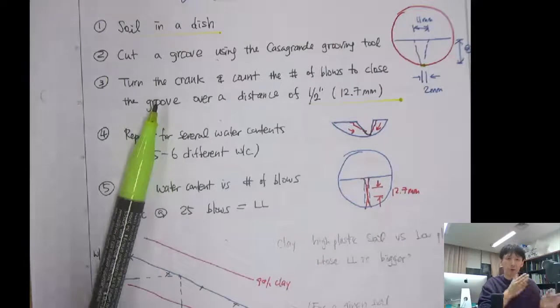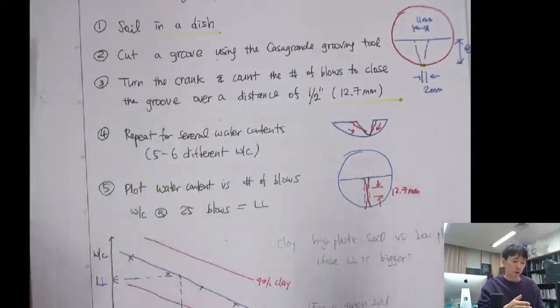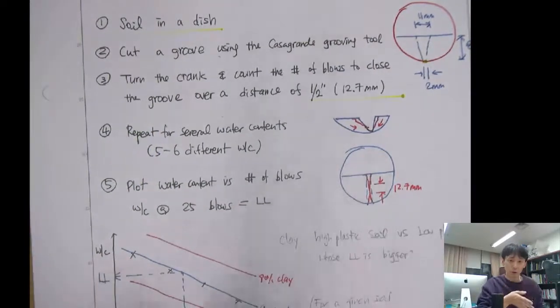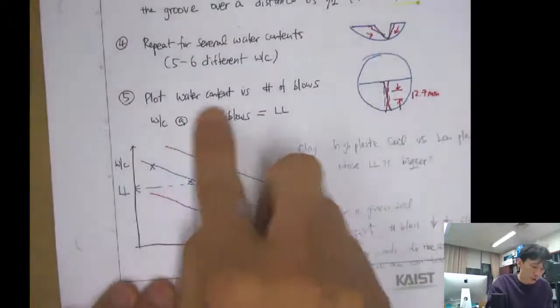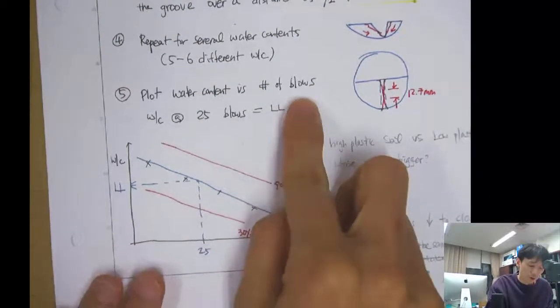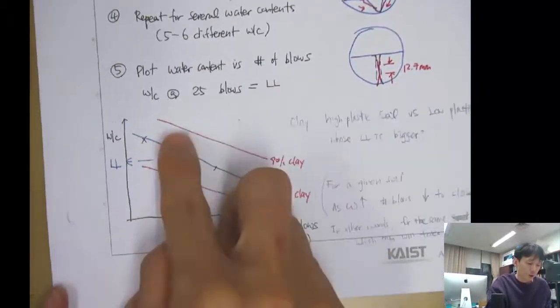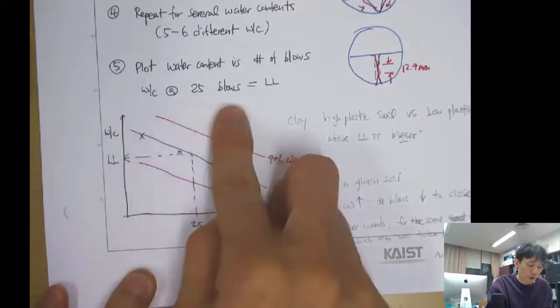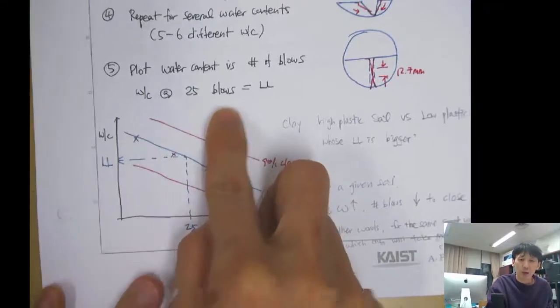So for a different water content, you will have a different number of blows to close the groove over a half inch distance. Then you can plot the water content versus the number of blows. Then the water content at 25 blows is defined as the liquid limit.